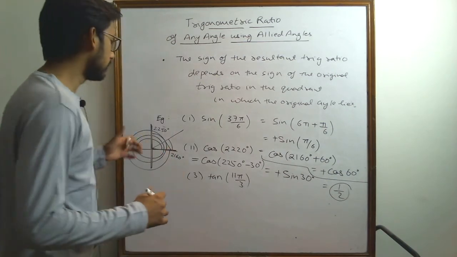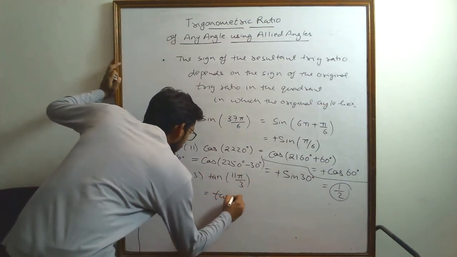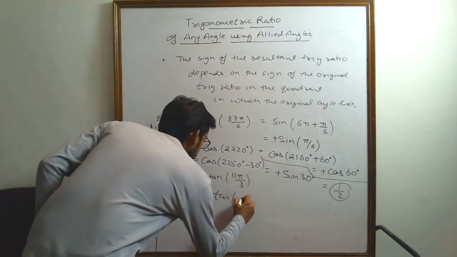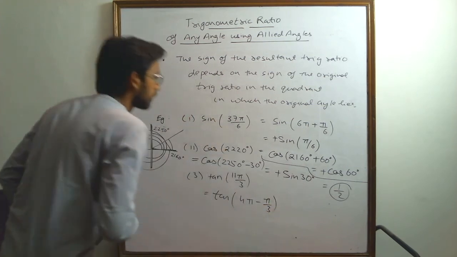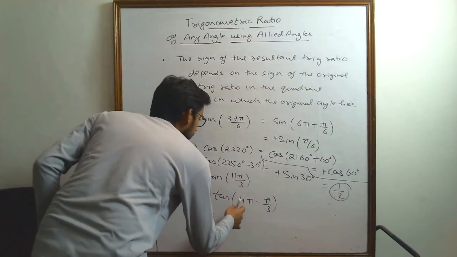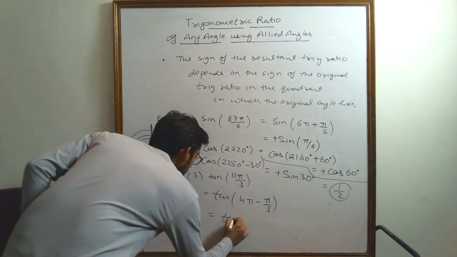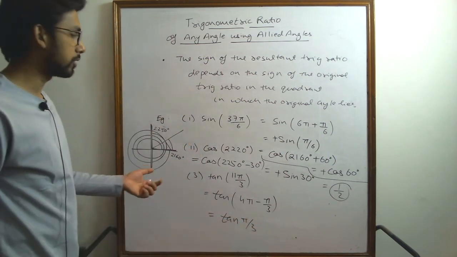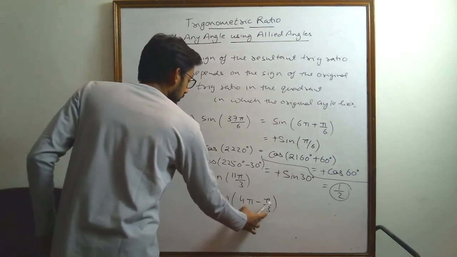Alright, let's look at the third example, tan 11 pi by 3. Now first we'll write it in the form of an allied angle. So tan 11 pi by 3 can be written as 4 pi minus pi by 3, right? So this is equal to, now 4 pi is a multiple of pi minus this angle, that means the trigonometric ratio will remain the same. This will give me tan pi by 3. Now the sign will depend on the original ratio in the quadrant in which this angle lies.